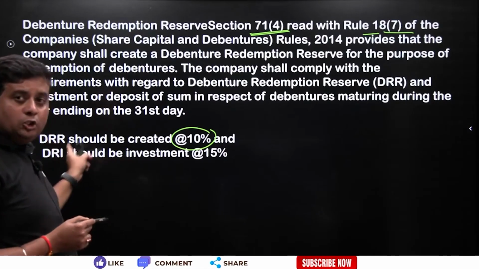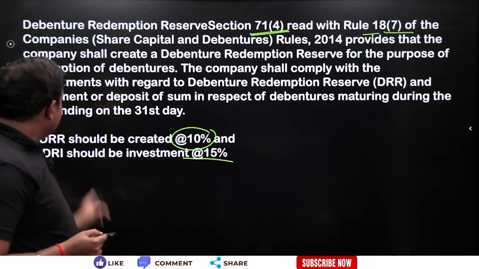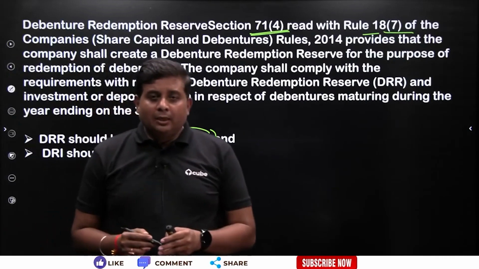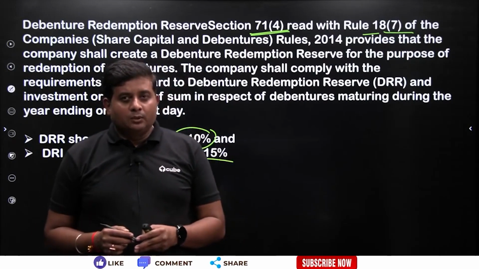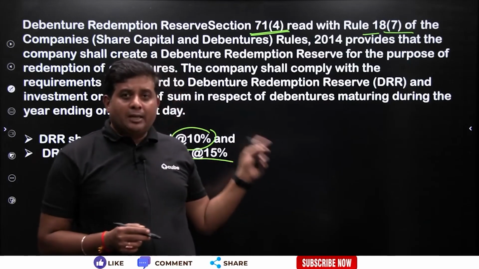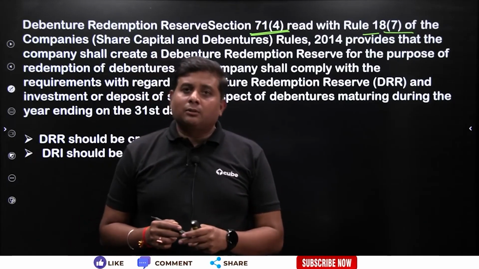DRR stands for debenture redemption reserve. So it is being created at the rate of 15%. DRR can be created on the 30th day of April before the date of maturity. DRR can be created at the rate of 10% per annum before the date of maturity, and this is being created as on 30th April.